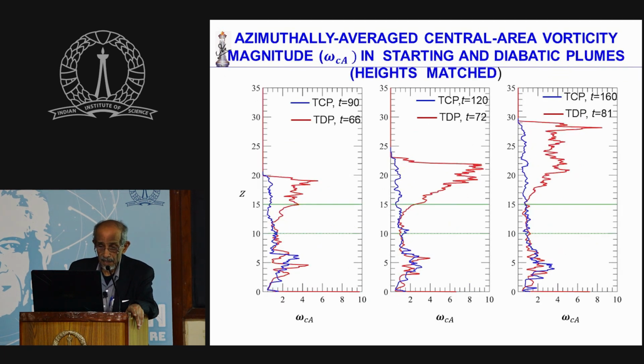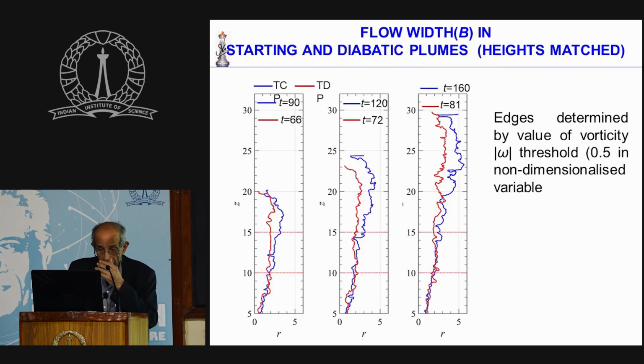Well, and the same thing about vorticity. Same sort of conclusion. Vorticity is sometimes huge compared to what it would be if it were a classic plume. Flow width. You can see that the flow width is a little narrower in the heated case than in the unheated case, which is the blue.